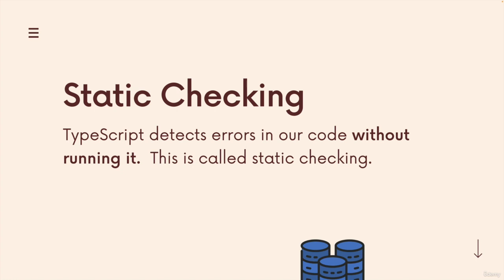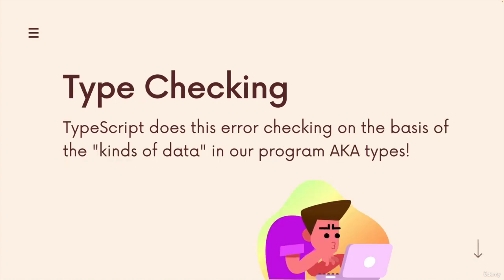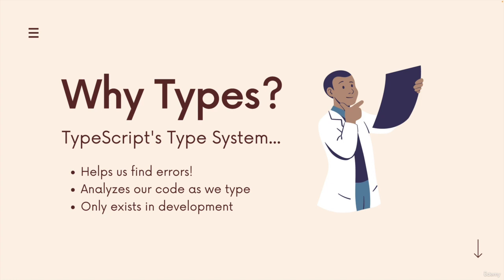TypeScript itself is a static checker. It looks at our code and it tells us if it sees anything ahead of time, before runtime. So that's called static checking. Now, TypeScript is a static type checker, which means that it does this error checking, this pre-runtime checking, on the basis of types or the kinds of data in our program. It knows something is a string, something is a number, something is an array, something is an object that has this particular set of properties. And it does all of this pre-runtime. And I'll show an example of this in just a moment, a very simple one.